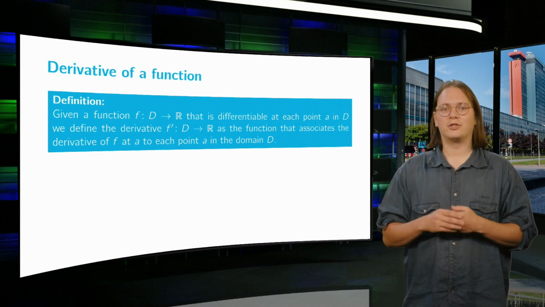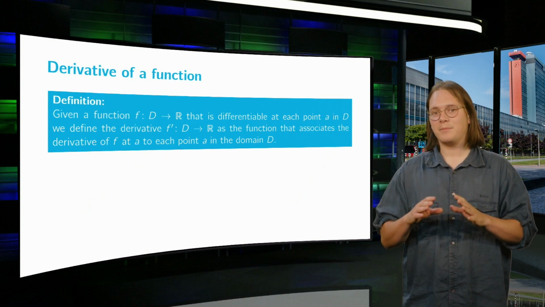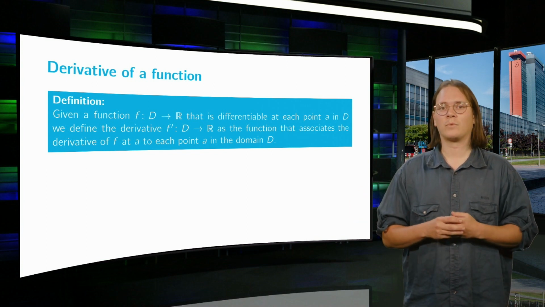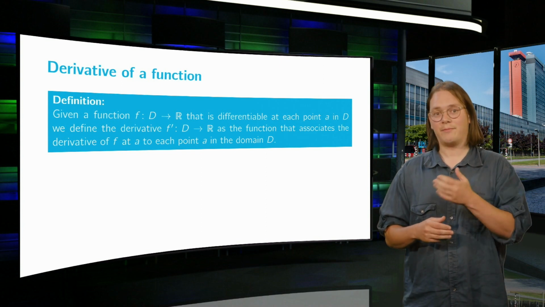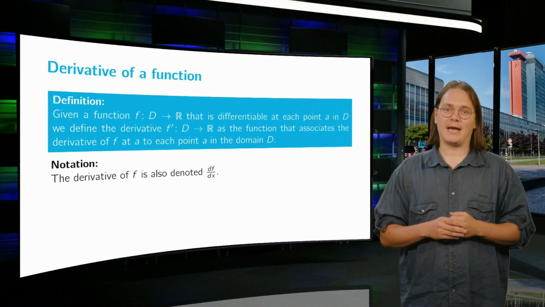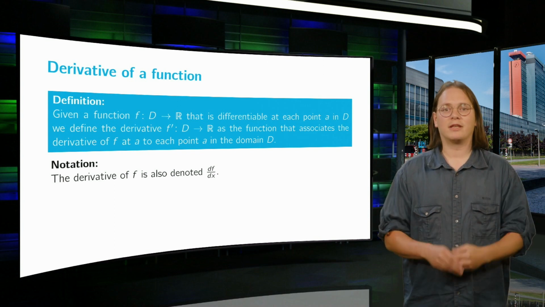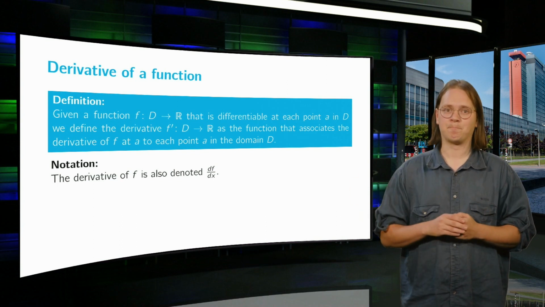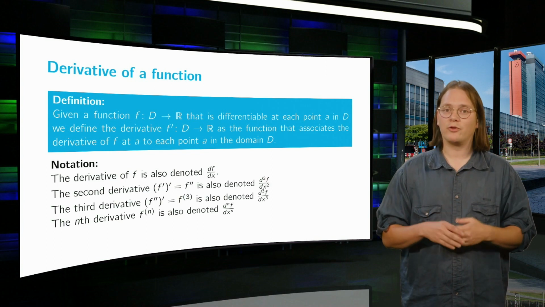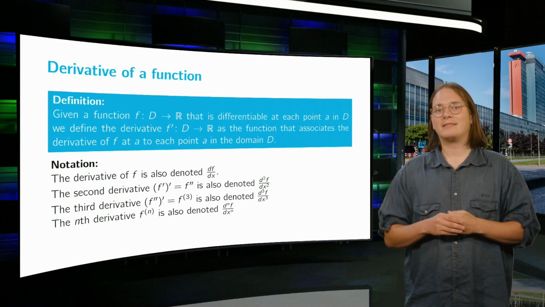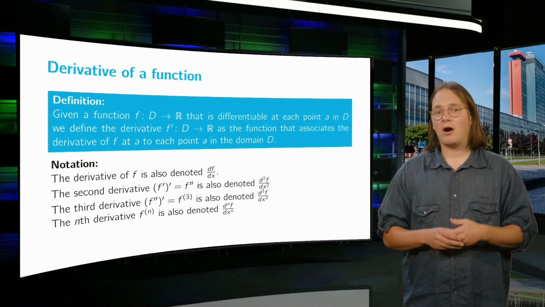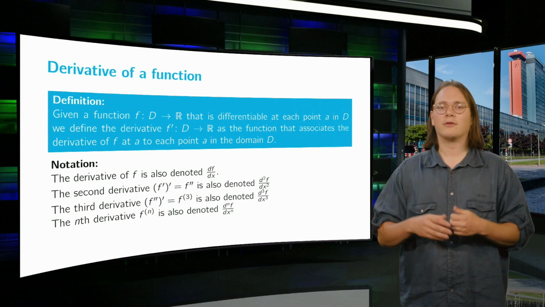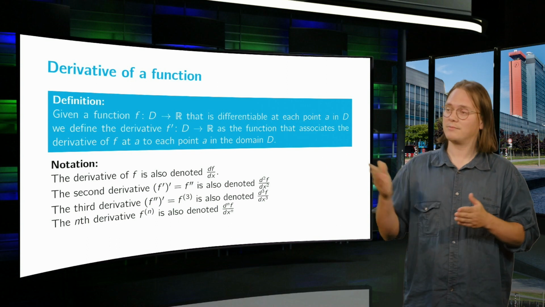So, assuming that the function is differentiable at each point in its domain, this means we can associate to the function f another function called simply its derivative. This new function is denoted either by f prime or by df over dx. It is defined as the function that associates to each point a in the domain of f the derivative of f at that point a. Before we consider how to compute the derivative of a function, let's also note that since the derivative of f is again a function, it is often possible to take the derivative of this function again to obtain the second derivative, and then again to obtain the third derivative, with the notation as given on the slide.